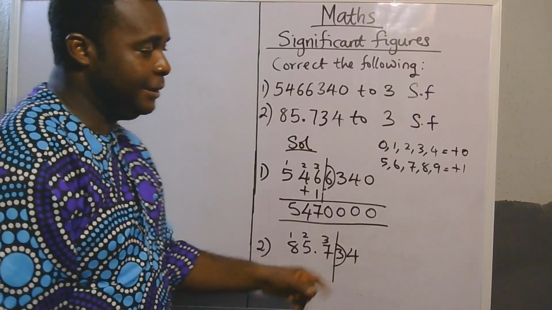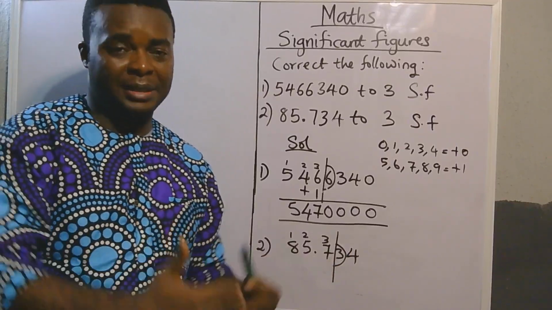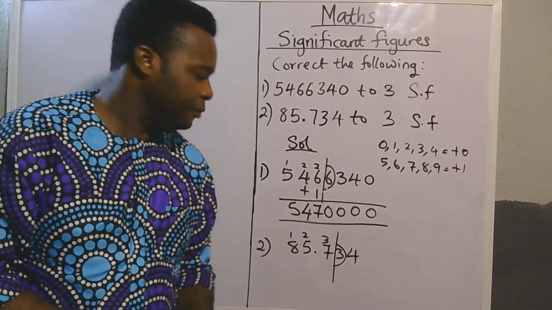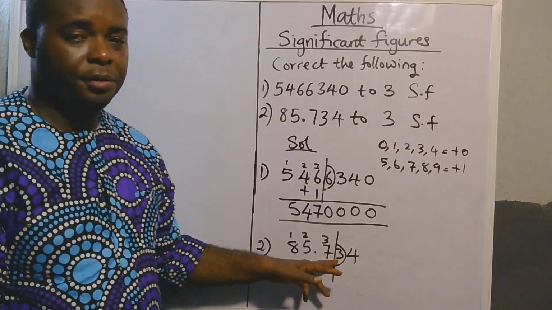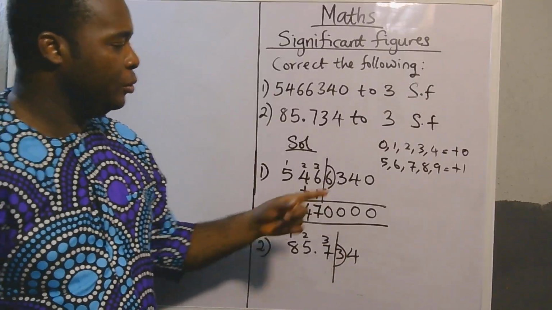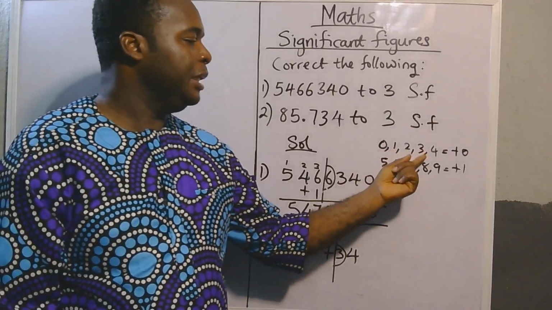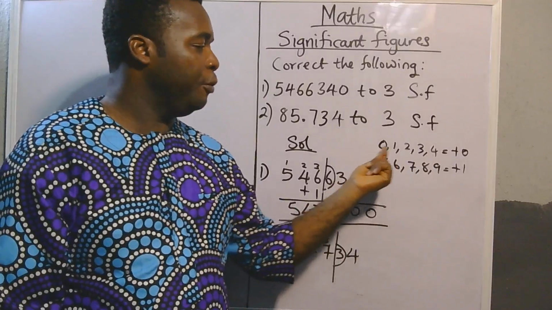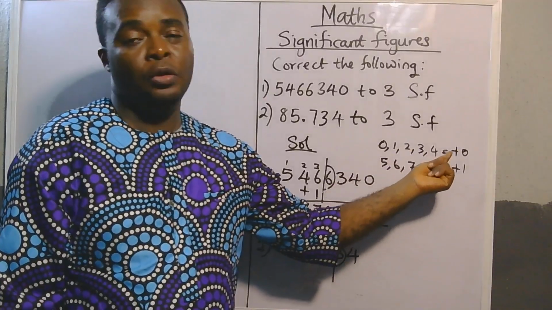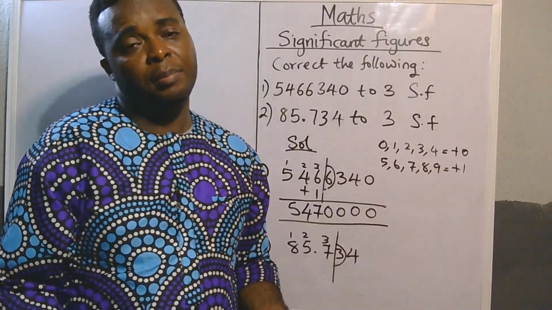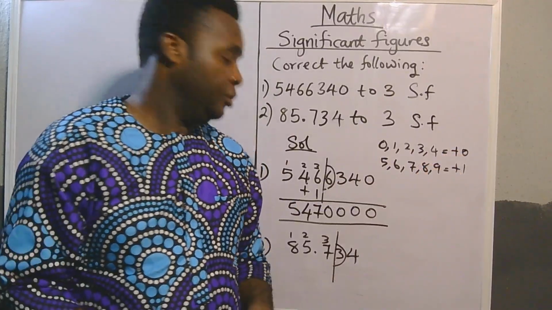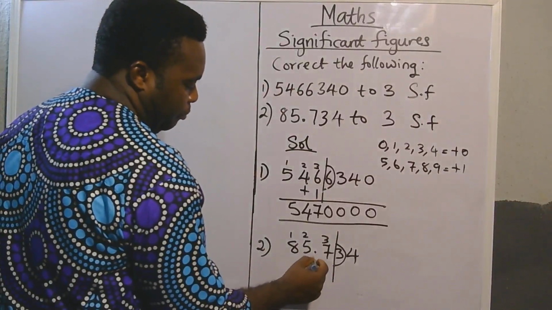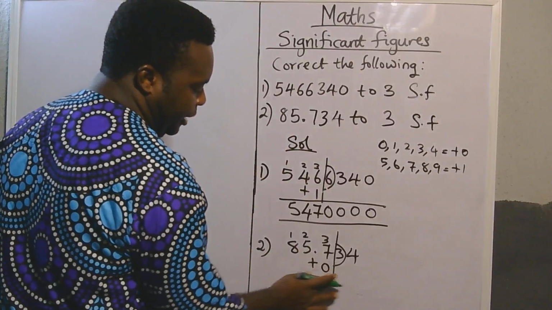Alright, now let's consider this number. This number is the number we want to use to approximate, to determine whether to add 1 or 0. Now the number here is 3. And if you look at the rule, 3 falls within the range of 0 to 4. So numbers that fall within this range, what happens? You put plus 0 or simply add nothing. So let's just say plus 0, okay?